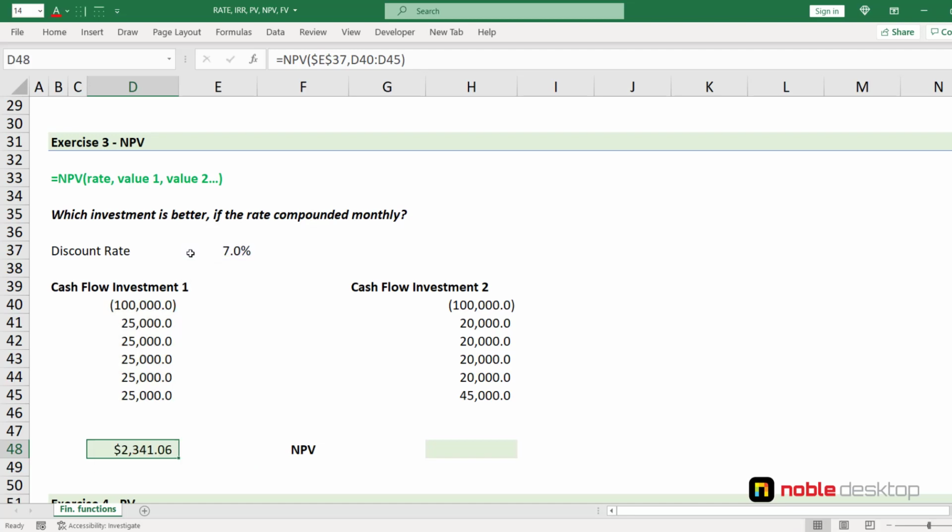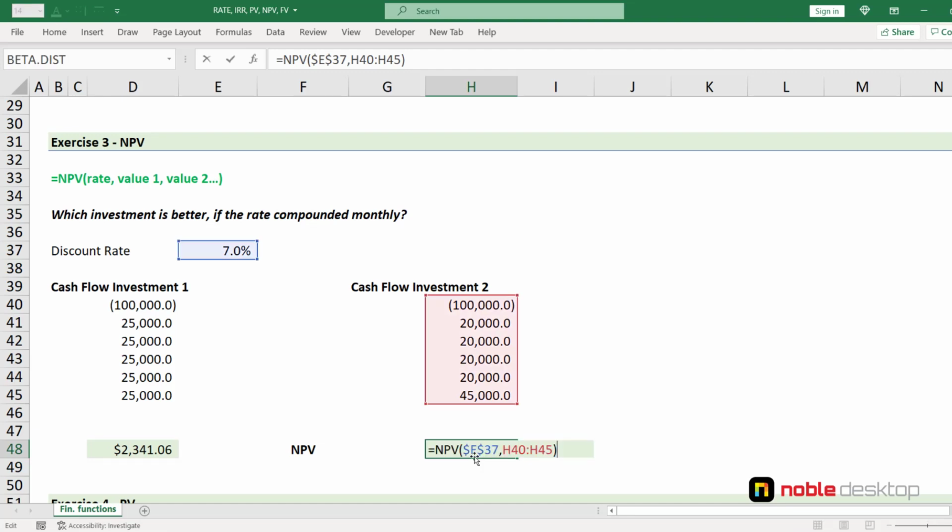I'm going to click enter and I see that my net present value of the first investment is $2,341.06. Beautiful. Control C to copy that formula, and I'm going to paste that formula in the cell H48. Control V, escape to uncopy, and F2, function 2, to check the formula. That's correct. That's exactly how I want the formula to look. My discount rate first, and then my cash flows for investment 2.